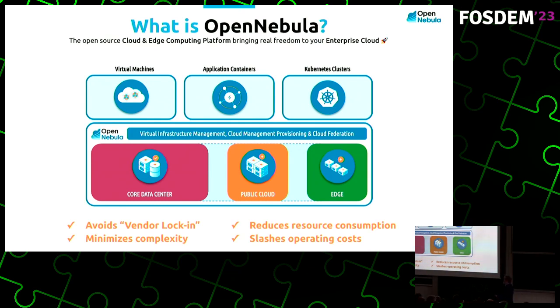So what we would like to do with this open source solution, OpenNebula, is to provide you with a simple way to manage different types of workloads along this cloud edge continuum, so you can minimize the complexity of managing these workloads, and you reduce consumption of resources because you can manage different types across different kinds of resources, and so on.